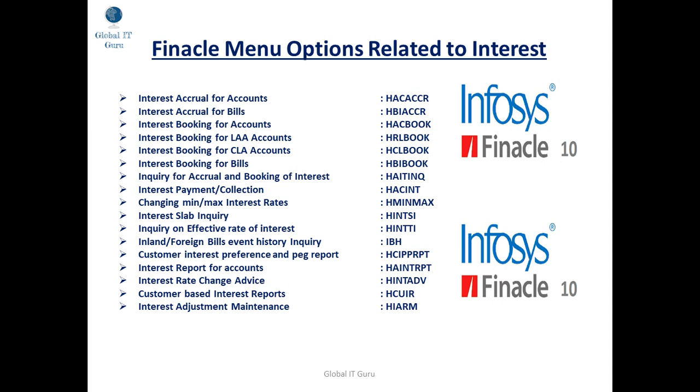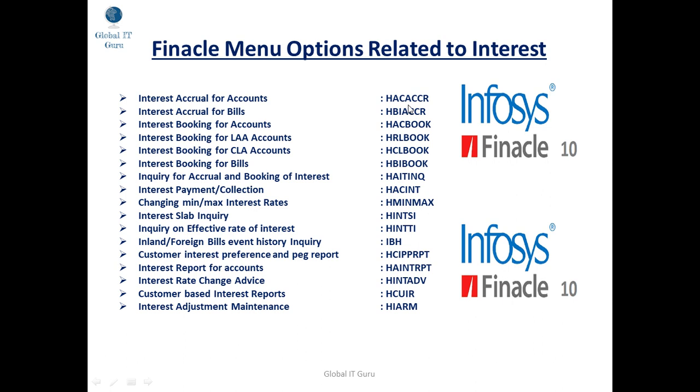So here for your reference, I have listed some important Finacle menu options related to interest. For your reference, I'll explain some of the menus, like interest accrual for account. If you want to see the interest accrual till a particular date, we can invoke this menu option and we can see the interest accrual parts. So this is for accounts. For bills we have this menu, and again for interest booking for accounts we have HAC book. This menu option you can invoke to know the interest booking of the application or account.